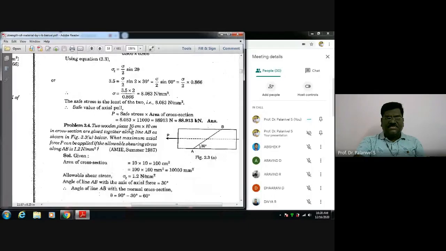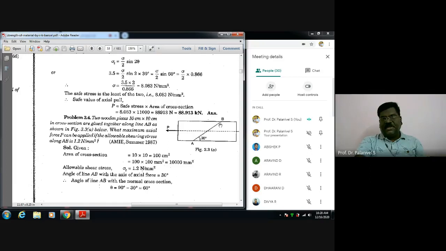The wooden pieces, 10 centimeter by 10 centimeter in cross section, are glued together along line AB as shown in figure. What maximum axial force P can be applied if the allowable shearing stress along AB is 1.2 Newton per meter square? Okay, it is given here.